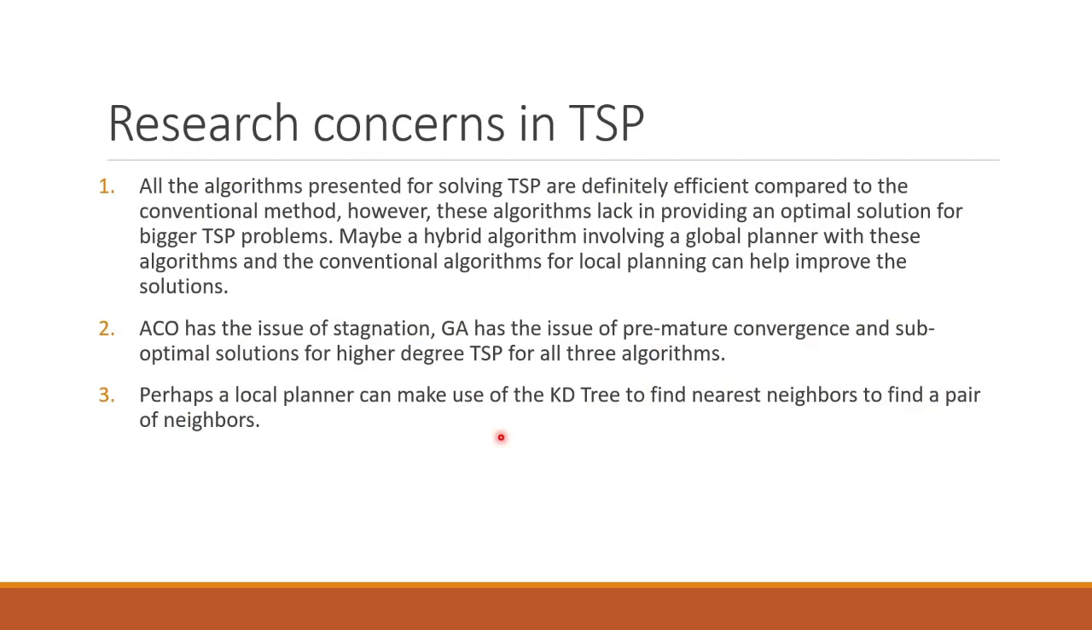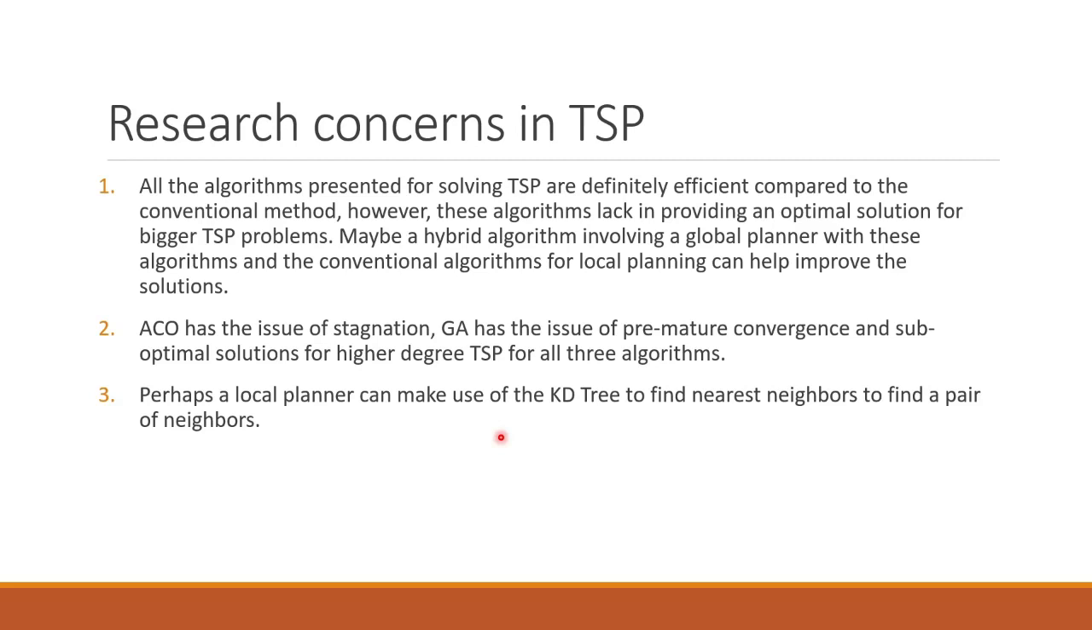Some research concerns in the traveling salesman problem include the following. All the algorithms presented for TSP are definitely efficient in terms of space and time compared to the conventional method. However, they do not provide an optimal solution for the bigger TSP problem. Perhaps a hybrid solution involving a global planner with the genetic, PSO, or ACO algorithm, and maybe using a conventional algorithm for local planning, can help improve the solution. That is one area of research that can be worked on.